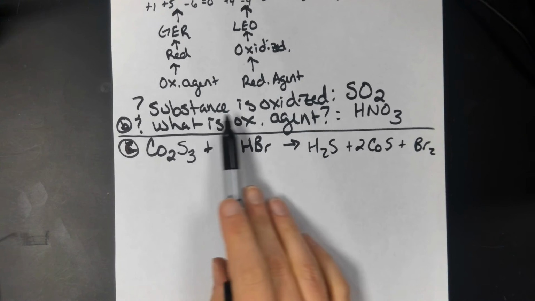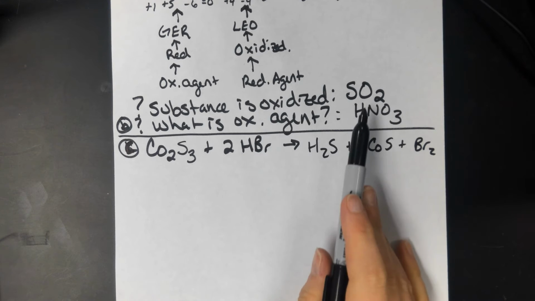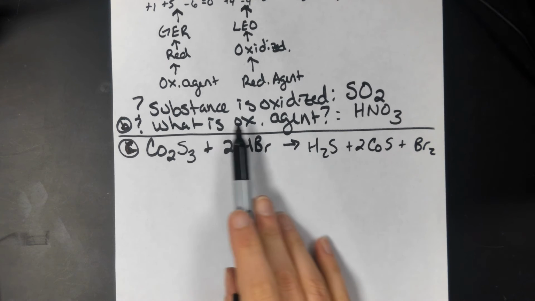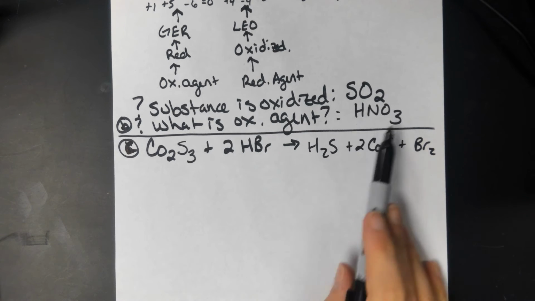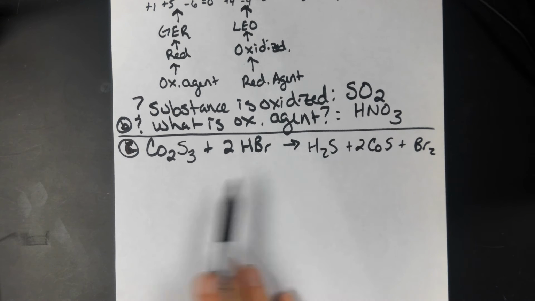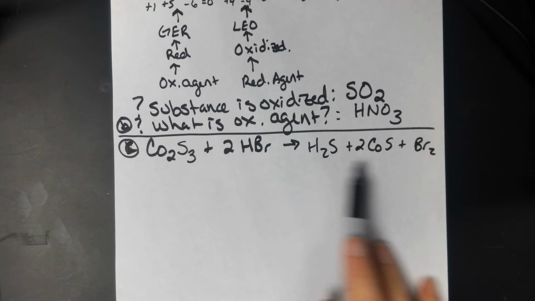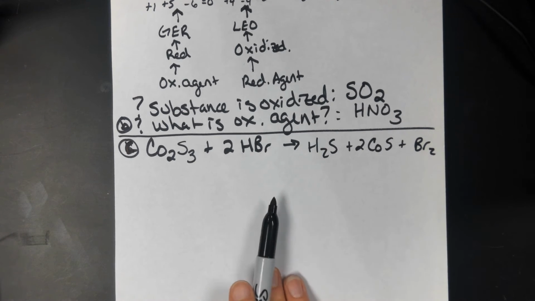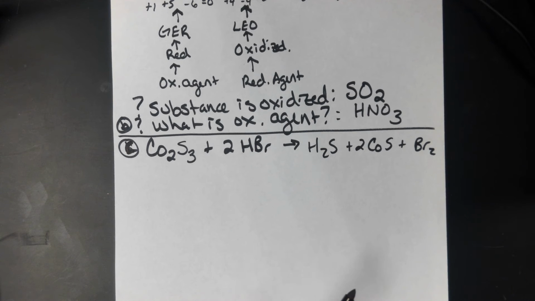And when I said you have to write the full number, the substance that's oxidized, SO2, and then the oxidizing agent, HNO3, you have to type those in as a full formula. So for part C, they give us this equation, and then they ask the same thing: what's oxidized and what's the oxidizing agent?